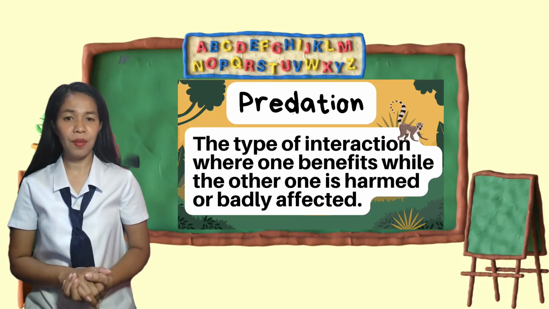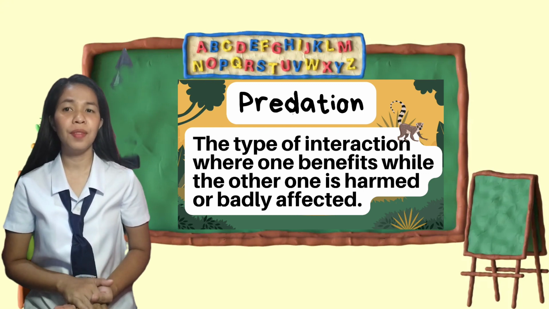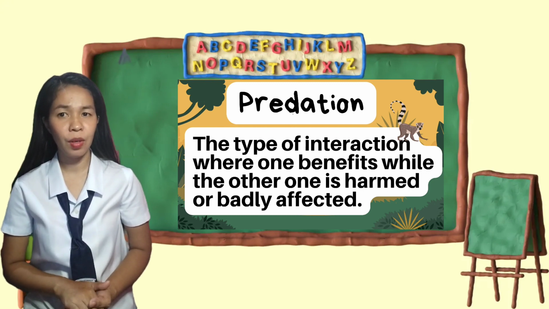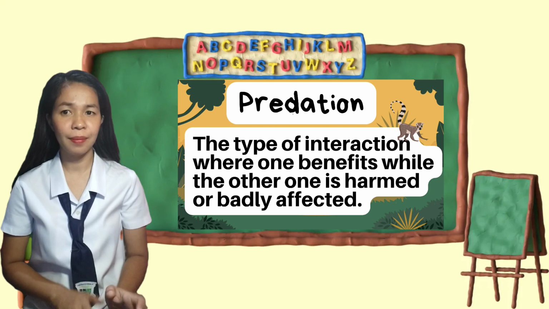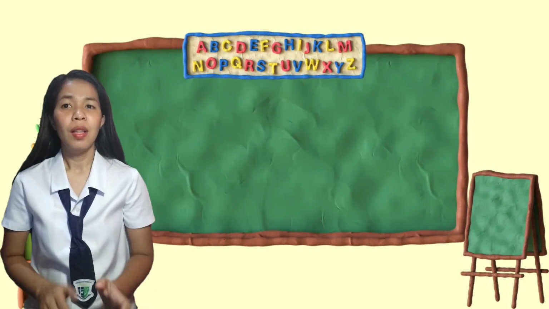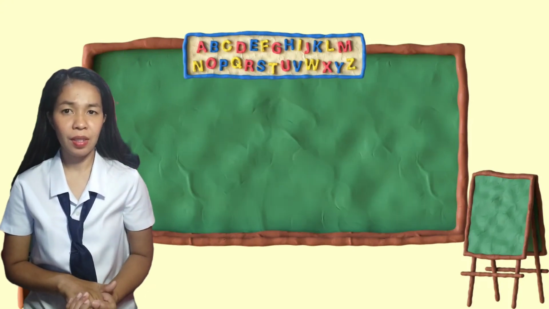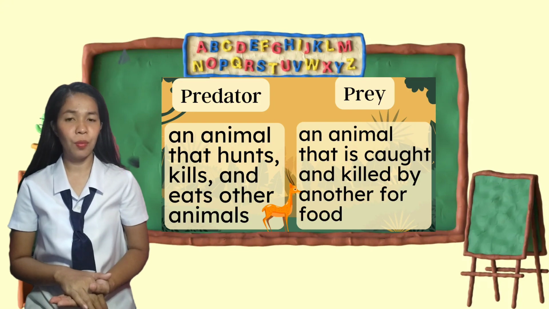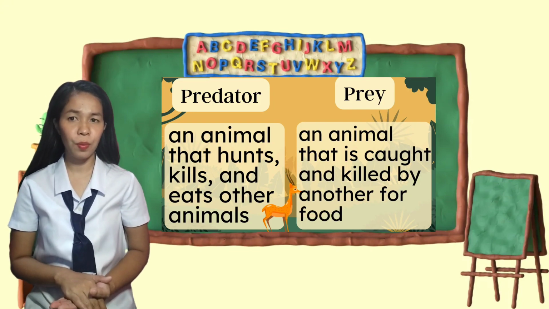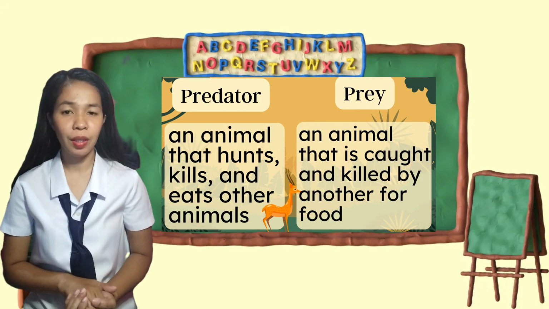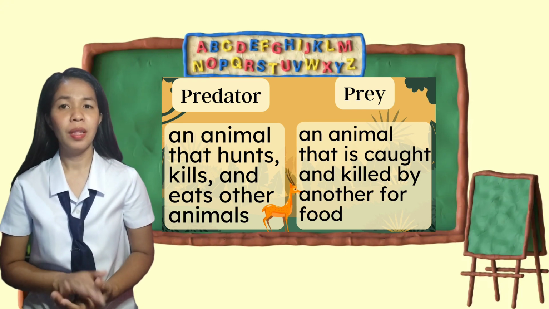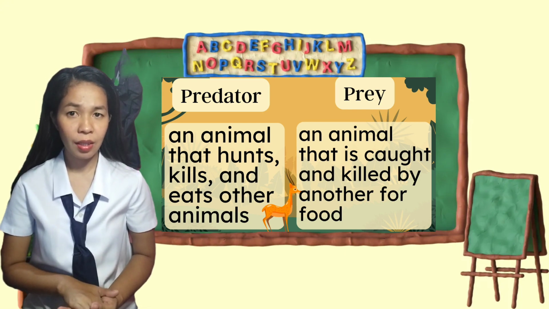Predation is the type of interaction where one benefits while the other is harmed or badly affected. The one that usually benefits is called the predator, and the one that is harmed is called the prey. The predator here is the bird, taking prey, which is the worm.